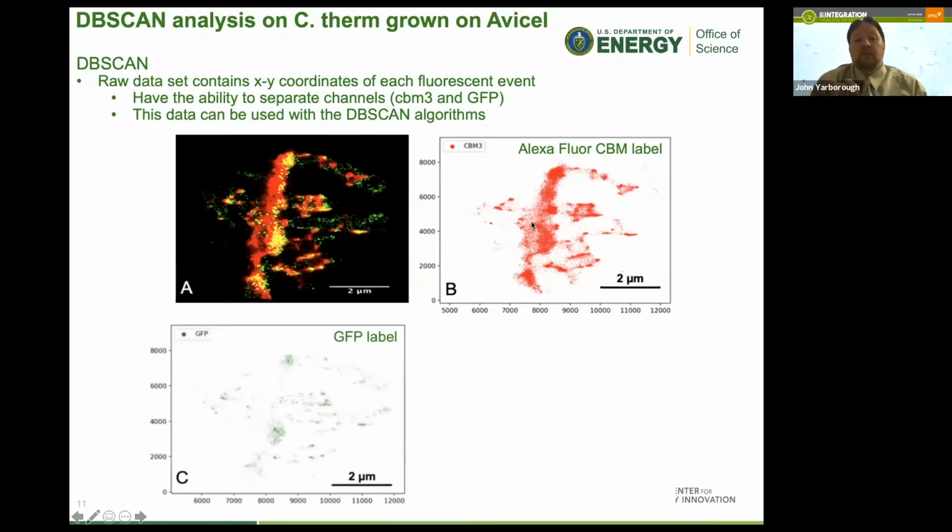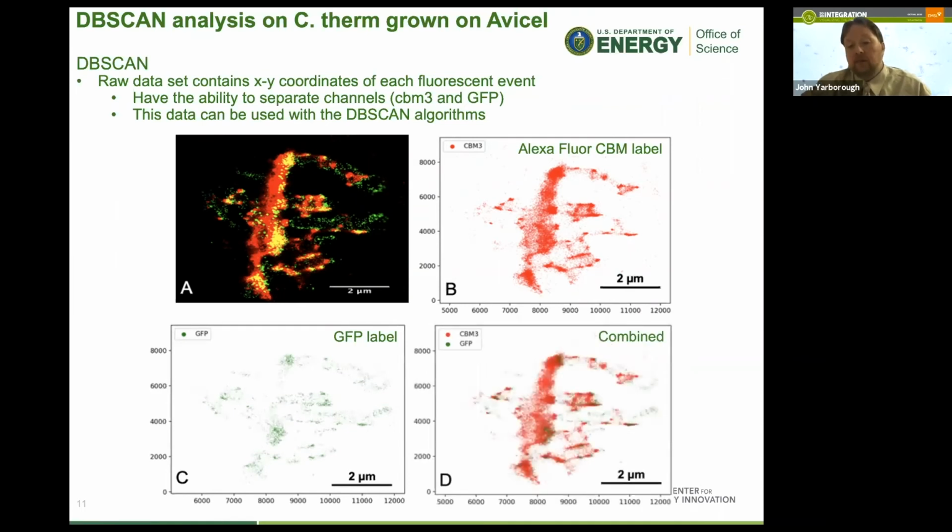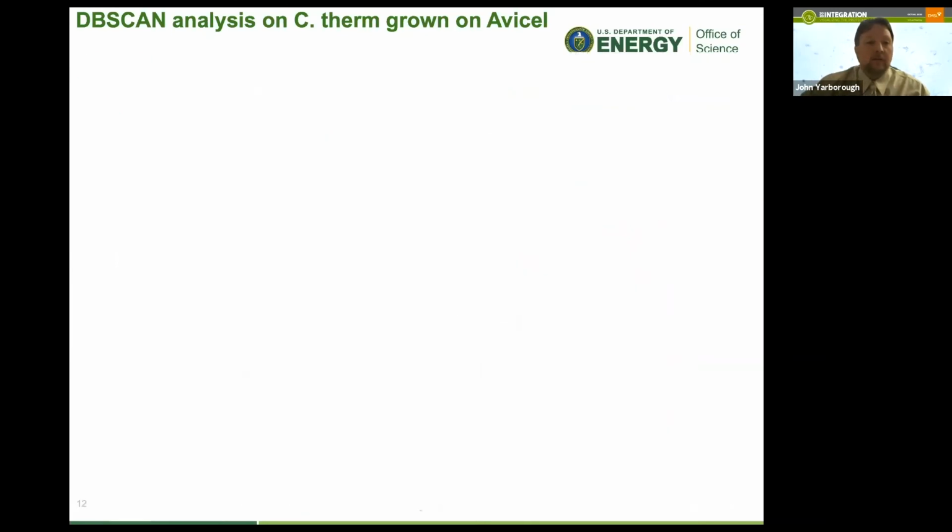We can look at the GFP labeling, so now we can see where that photoactivated GFP is located on the bacteria, on the avicel and bacteria, and we know the precise location when we combine it. So now we're no longer adjusting the intensity or the brightness. We're looking at the actual physical location of these molecules. We then flow it into the DBSCAN analysis.